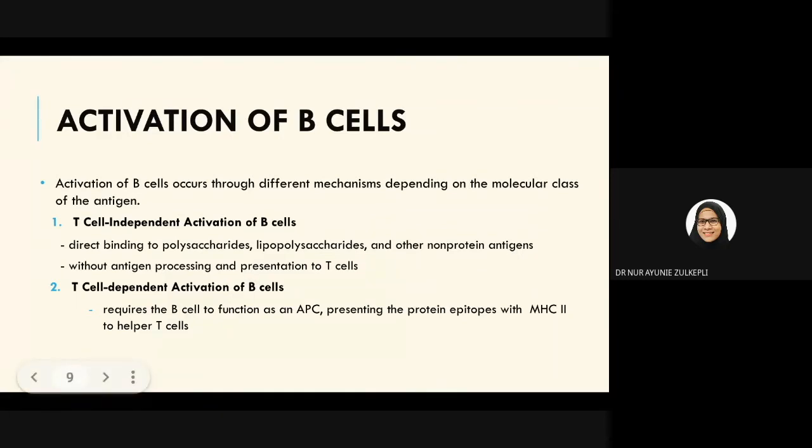the T helper. But for the second pathway, the T cell dependent activation of B cells, it requires the B cell to function as an APC, presenting the protein epitope with MHC2 to helper T cells. So basically, the T cell dependent pathway involves the action of the helper T cells, and the T cell independent pathway works without T cell help.